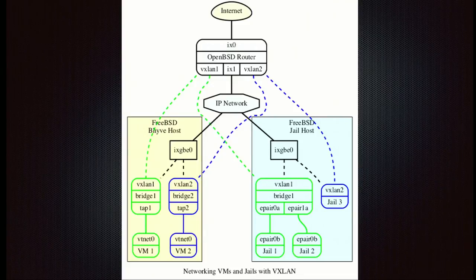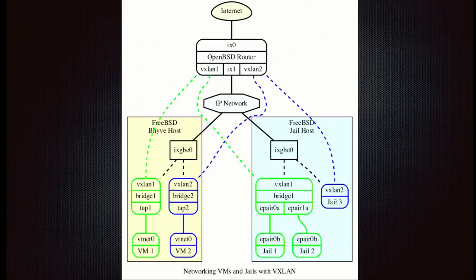And again, on VXLAN 2, the blue network, we could have another VM with its tap interface in a bridge there, and a jail just has that VXLAN 2 interface directly enslaved to it. So once that's set up, the host doesn't even see that interface, even though it's handling the outer traffic on its 10 gig interface. We can come back to that if there are questions. Are there questions on any of this so far?